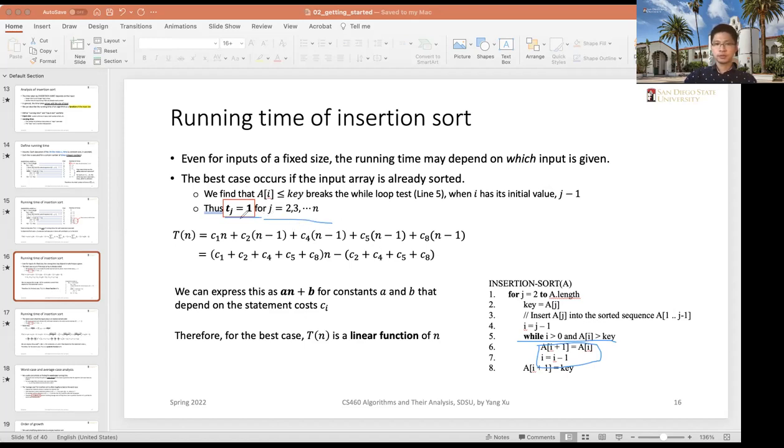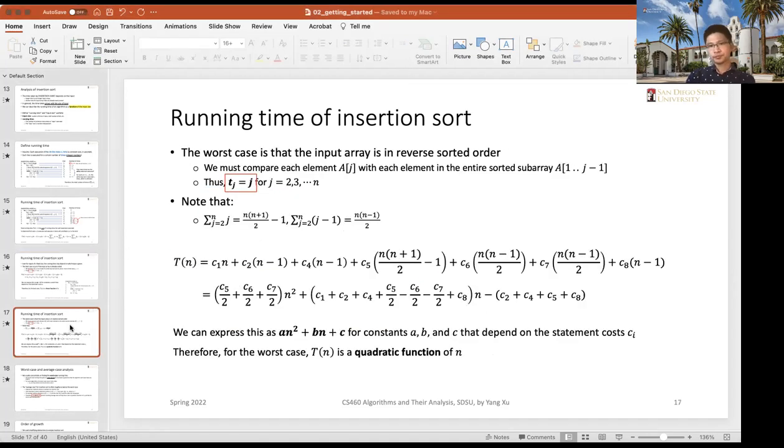So when we substitute t_j equals 1 into the equations from the previous slide, we will see that the total running time would be some constant times n minus some constant. So it's a typical linear function. Right, that's the best case. And of course, there will be a worst case.